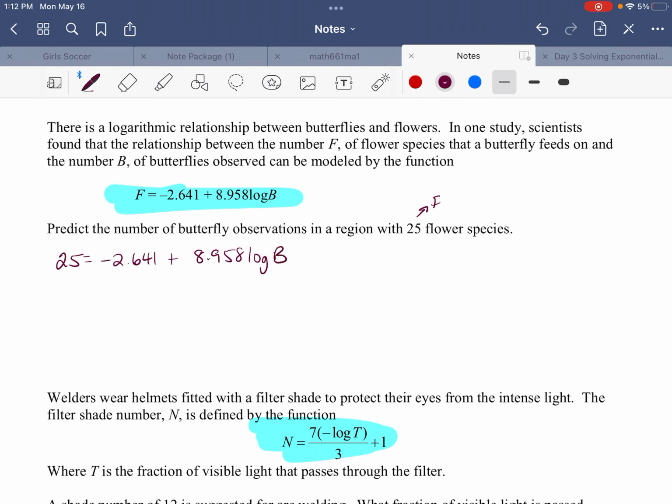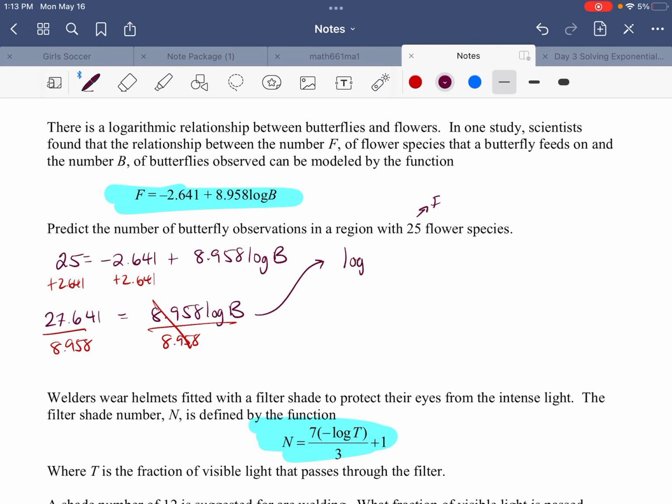All right, now we got to do some rearranging. So start off by adding 2.641 to either side, and you will get 27.641 is equal to 8.958 log of B. Clean it up a little bit more, dividing each side by 8.958. And you will get log B is equal to 3.0856. And B is equal to 10 to the 3.0856, just changing that to exponential.